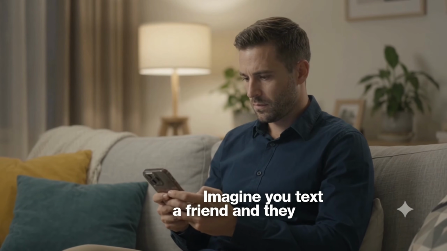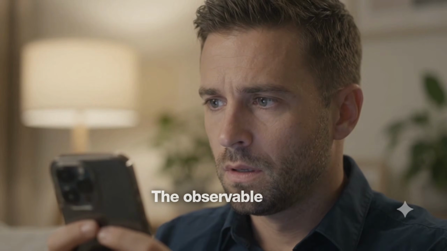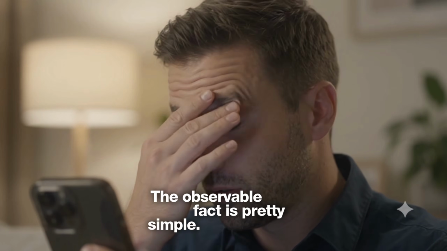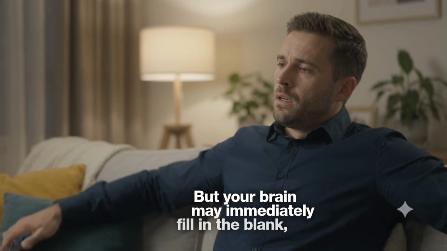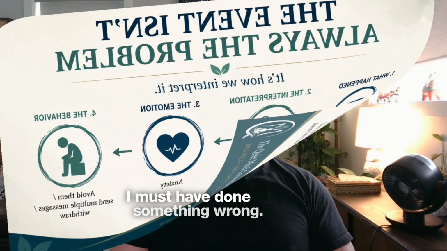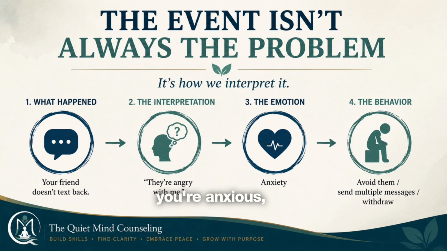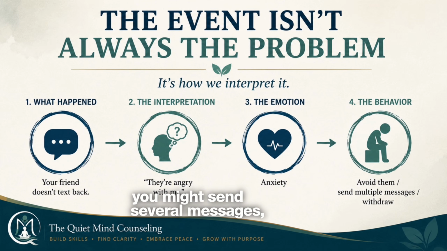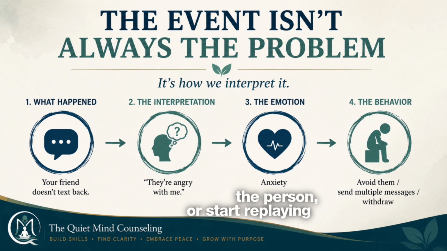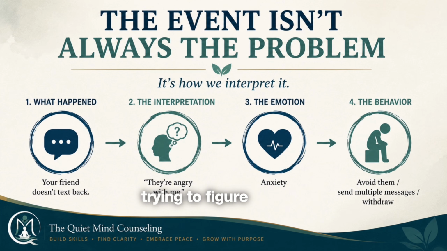Imagine you text a friend and they don't respond. The observable fact is pretty simple. They haven't responded. But your brain may immediately fill in the blank, thinking, they're angry at me. I must have done something wrong. They're probably talking about me. Now you're anxious. And because you're anxious, you might send several messages, withdraw from the person, or start replaying your last conversation, trying to figure out what you did wrong.